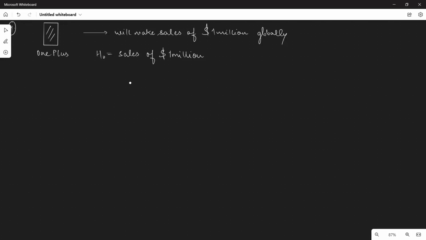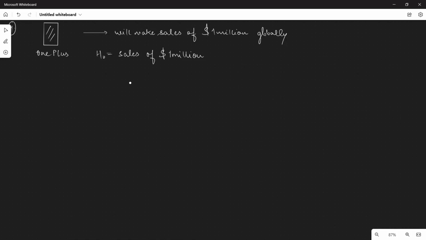Why? Because the owner of OnePlus has mentioned this, that this new mobile phone will be making a sales of $1 million globally. So whatever the claim of the company is, that becomes your H0 without any modification. You are not doing anything. You are not doing any alterations, no modifications, nothing. Whatever is there in the question, whatever is being claimed by the company, that becomes your H0.